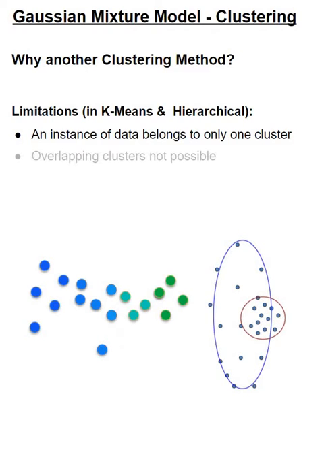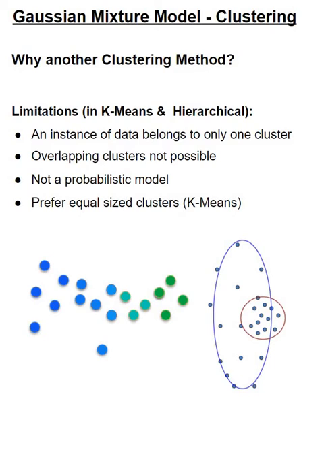The second important limitation is that overlapping clusters are not possible. Shown in the right side diagram, some of the data points are overlapping between two clusters, which is again not possible with k-means or hierarchical clustering. The third limitation is that neither of them are probabilistic models, so we don't understand the probability that a data point is associated with a particular cluster. Lastly, k-means specifically prefers equal-sized and equal variance clusters because of the underlying mathematical assumptions.